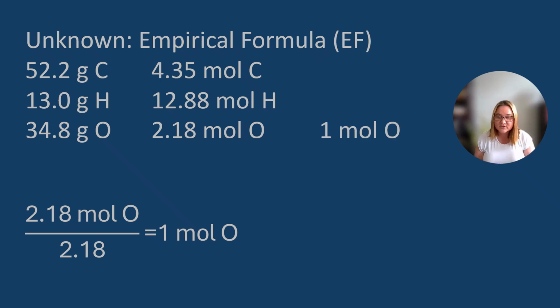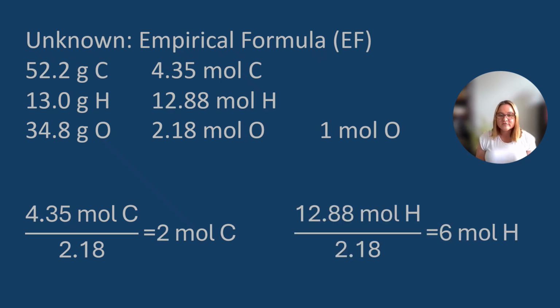While we do a ton of little individual steps, it's important to remember that this is really one larger calculation. So what we do to one part of our equation, we have to do to all of the other parts of the equation. This means that we also need to divide our mole value for carbon by 2.18 and our mole value for hydrogen by 2.18. Luckily, these two calculations leave us with whole numbers.